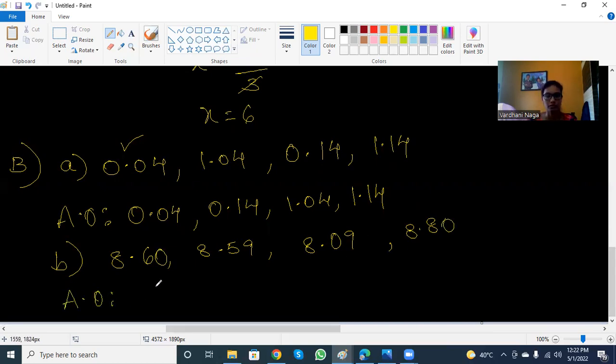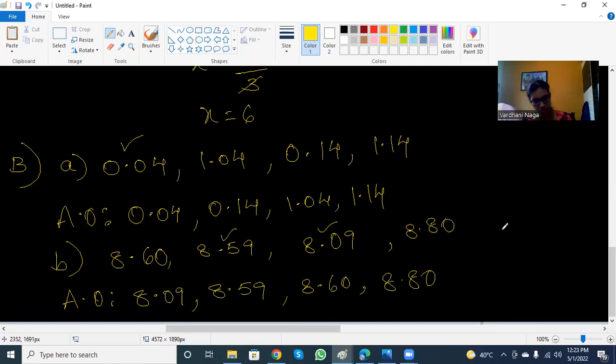Ascending order, small to big. All start with 8 only. So you need to compare the first decimal place. If they are equal, you need to compare the second decimal place. First decimal place, this 0 is the smallest, so let's write it first. Then in the second decimal place, 5 is smaller, 8.59. Then this is 8.60 and this is 8.80.